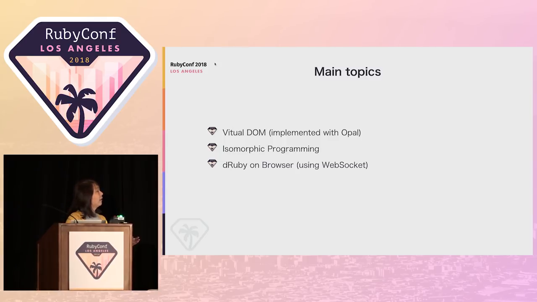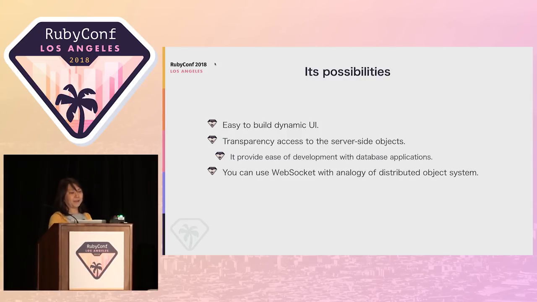Today's main topics are these three things. At first, virtual DOM, second, isomorphic programming, and dRuby on browser, which is a way to use WebSocket. Its possibilities are that it's easy to build dynamic UI using virtual DOM, it provides ease of development with database applications by transparency access, and you can use WebSocket with the analogy of a distributed object system.